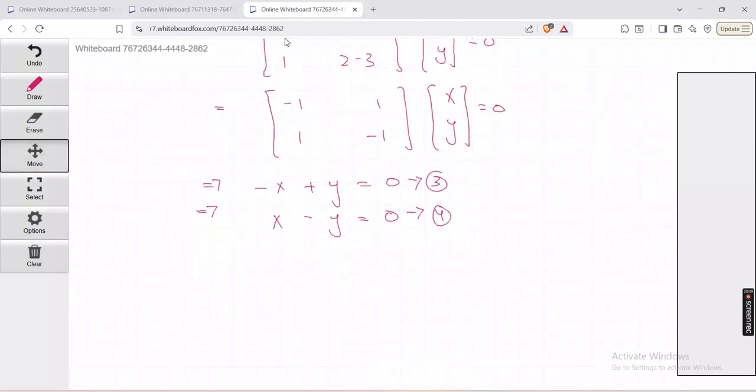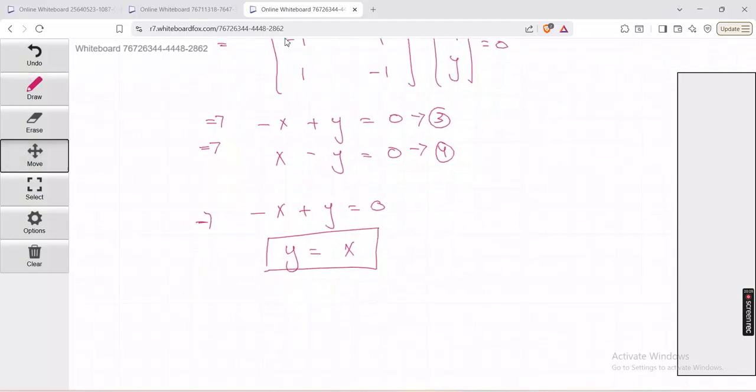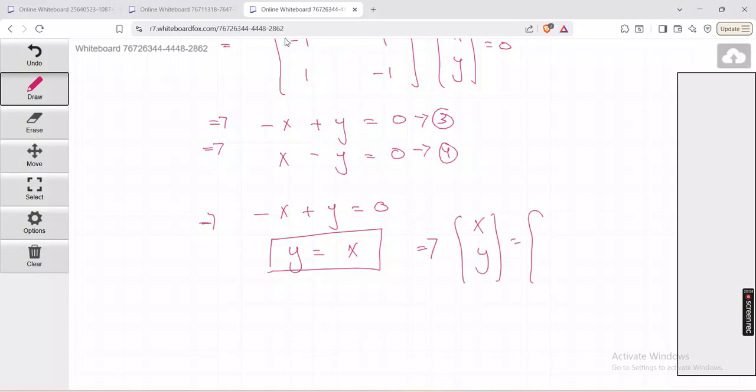So again you have to take any equation. Okay, let me take the first one. Minus x plus y is equal to 0. So once you move it, it can become y is equal to x. We can get this equation, and now you know that both have 1, so your x and y is equal to 1 into 1.